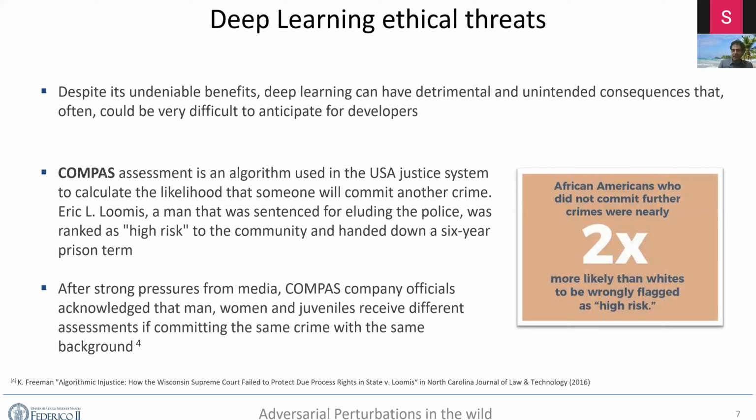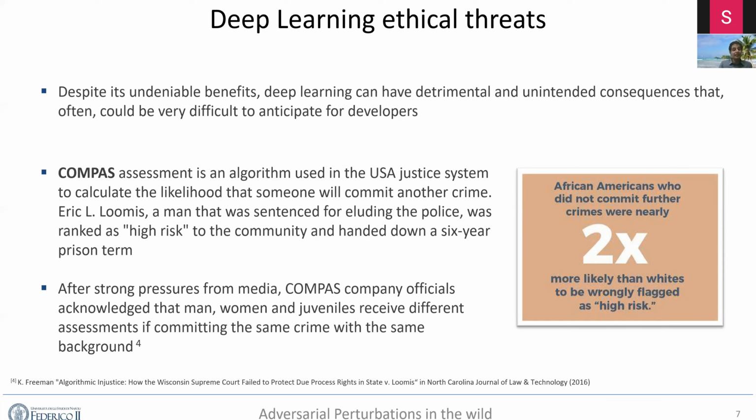This is another example, and in my opinion, this is the worst example, and it's based on the COMPAS assessment algorithm. This is an algorithm still used in the USA, at least in some states, and it is being used by the Justice Court to decide, or at least to help during the process of deciding, the amount of years for a person.